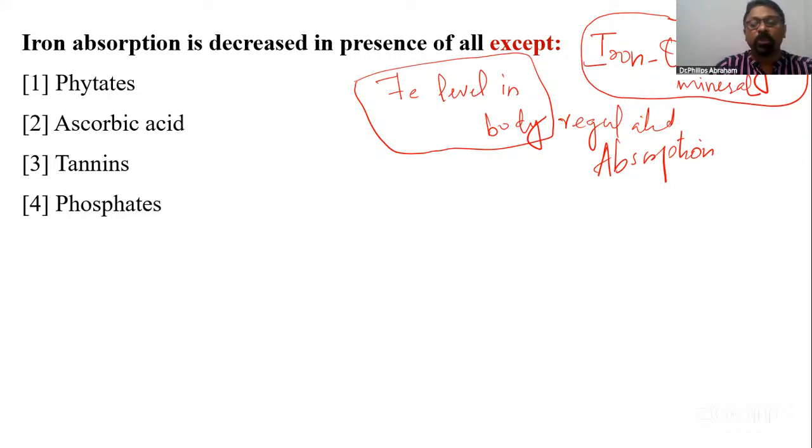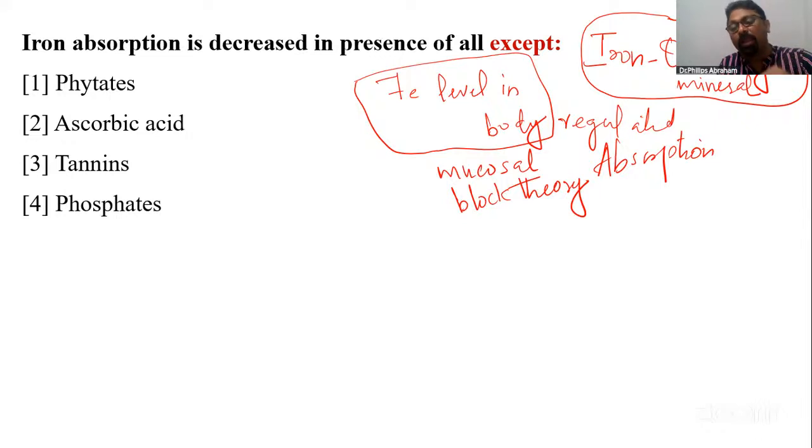Okay, about the absorption part. If the extra is there, it will not be absorbed. So we call this the mucosal block theory. So understand iron absorption that way. That's the level at which the iron content in the body is regulated. Iron is a one-way metal. It will be absorbed as per the need. It will not be filtered out. So that's why continuous, prolonged blood transfusion can lead to iron overload.